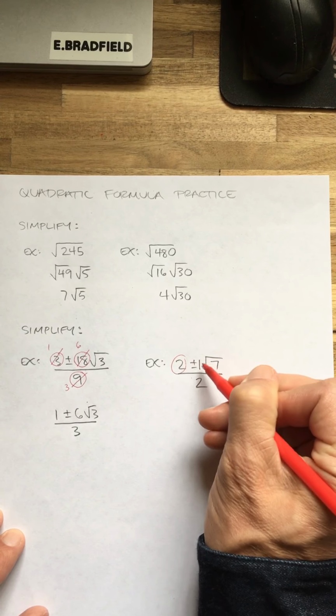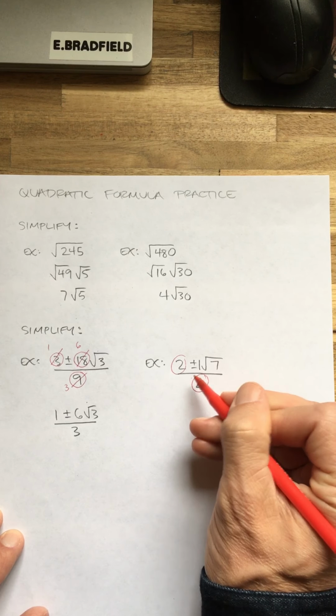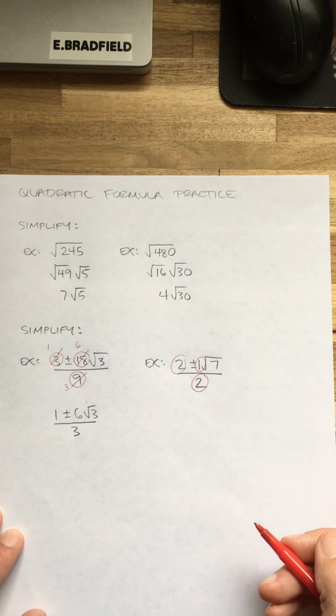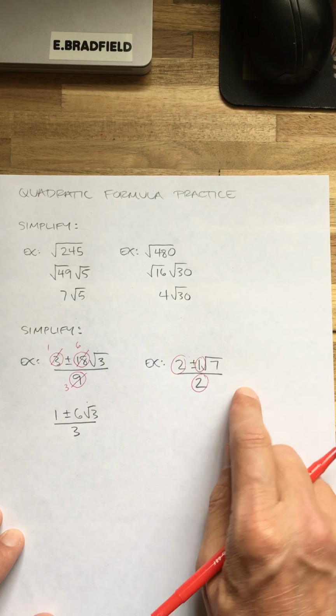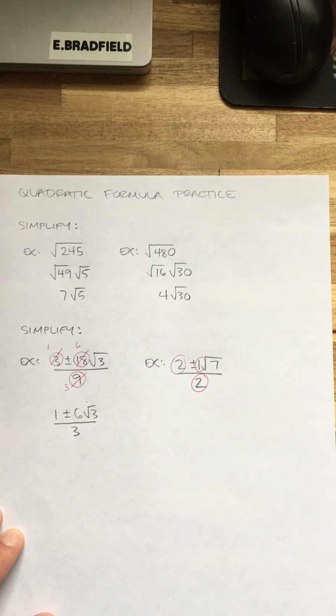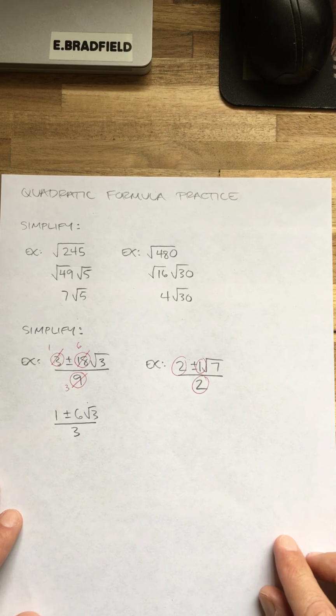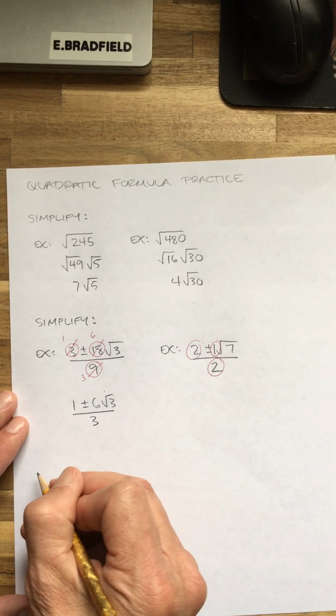Does a 2 and a 2, I know they have something in common, but do they also have something in common with a 1? No, so that can't be simplified. All right, just leave it alone. All right, here we go. Let's do one more.